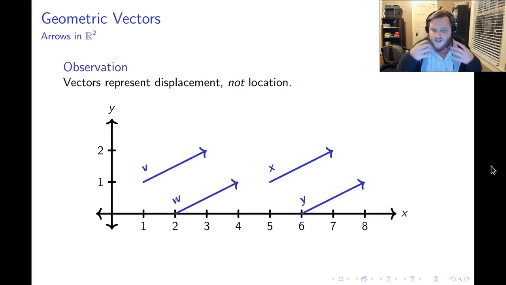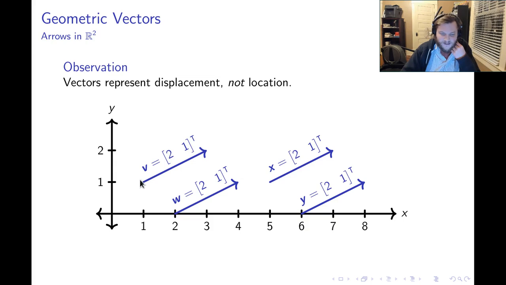Now, one interesting thing that emerges from this perspective is that we're using vectors to represent displacement. We're not using vectors to measure location. So here I have the xy plane, and I've plotted what looks like 4 different vectors: a vector v, a vector w, a vector x, and a vector y. But if we think about the coordinates of these vectors, well, we can look and see what the x displacement and what the y displacement is for each of these vectors.